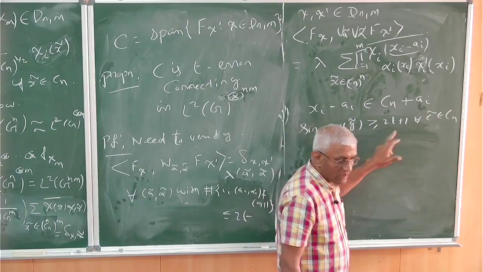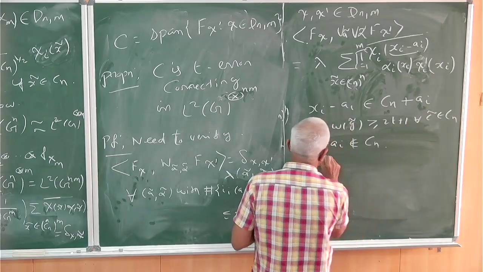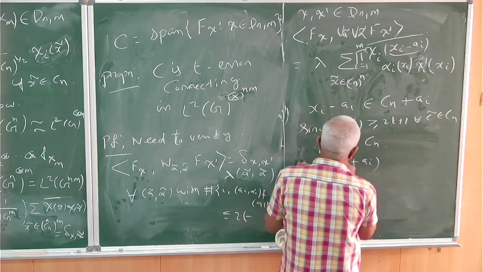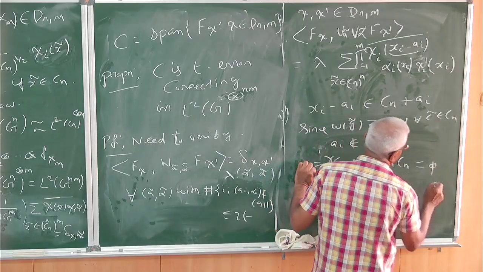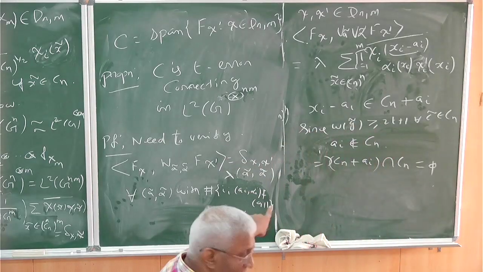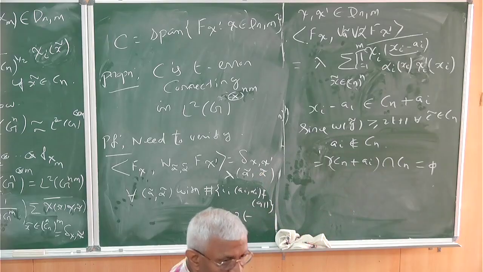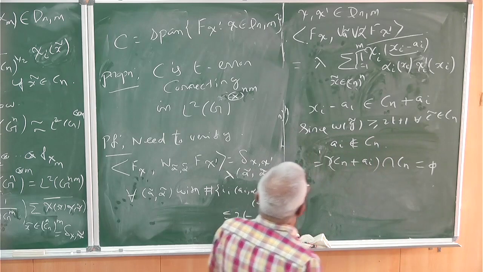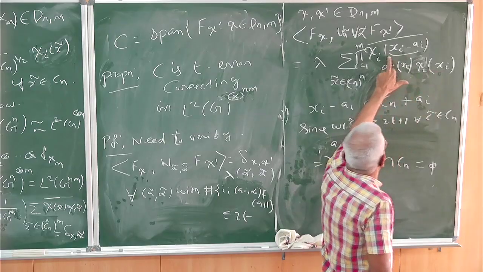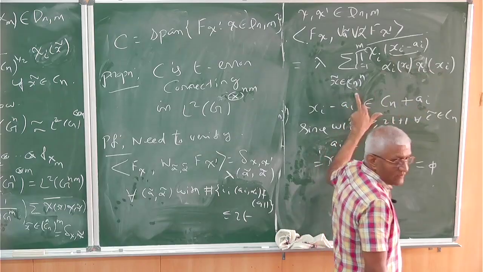So here it is 2t plus 1. So A_i is not in Cn. So this implies Cn plus A_i is not in Cn, so Cn plus A_i intersection Cn is empty. There is no intersection there, because this is a group. If there were an intersection, then A would be in Cn, which is not possible. So this thing and this thing never intersect. This is non-zero if and only if it is in Cn.